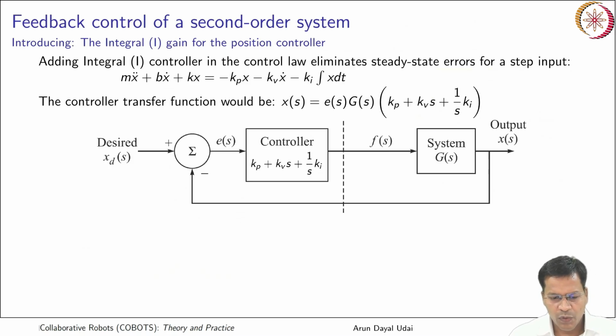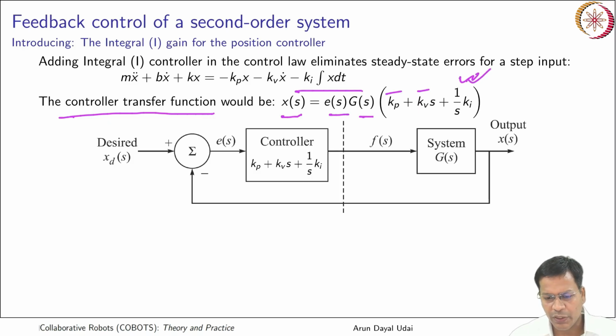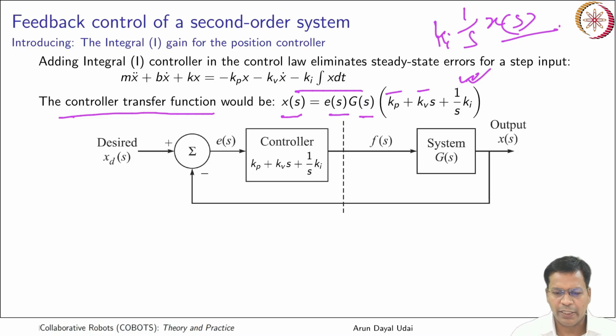Now the controller. The controller transfer function would be X(s), E(s), G(s). This time you don't just have this and this, you also have this term. What is this? If you take the Laplace of this, the Laplace of an integral should be 1 by s X(s). Ki is multiplied over there, so the term becomes like this. You have taken X(s) common, brought that to the left half and you got Ki by s. So that is visible over here. Taking the Laplace of this gives me this.